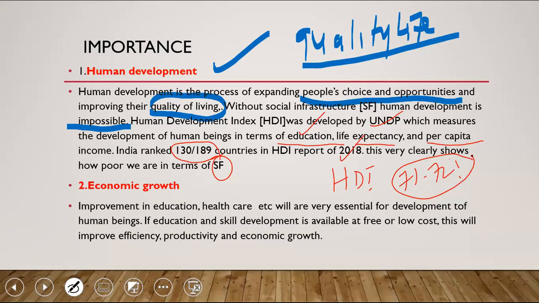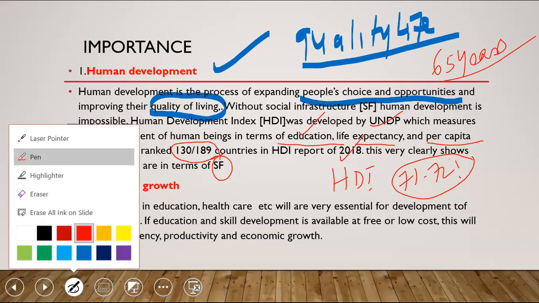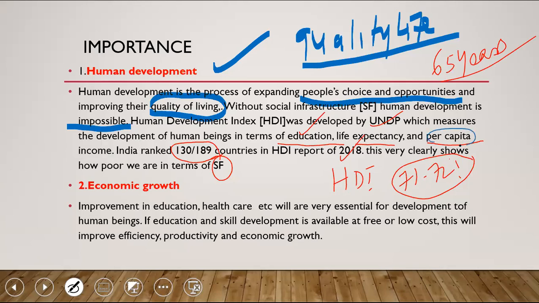In life expectancy, India is very comfortable. An average Indian is living up to the age of 65 years. Absolutely not bad, because our medical facilities are better. But why did we lose the rank? We lost the rank because of per capita income.